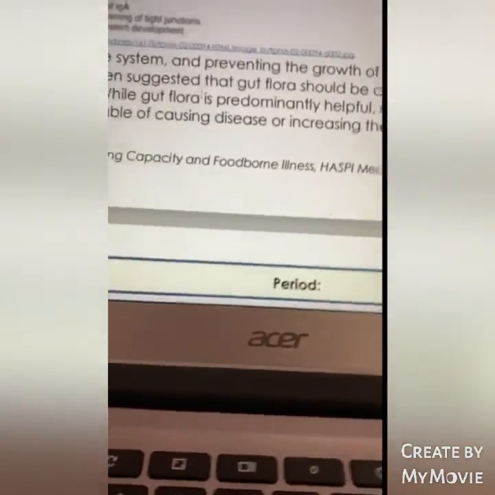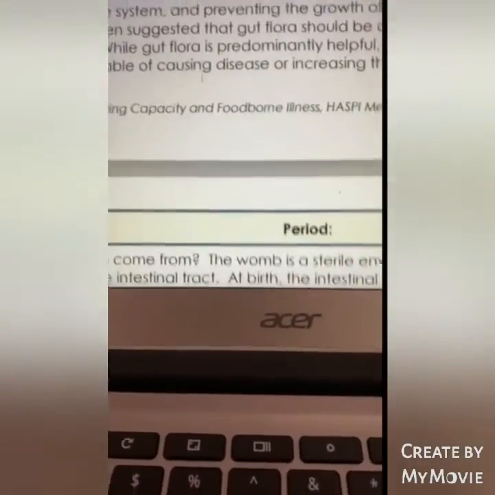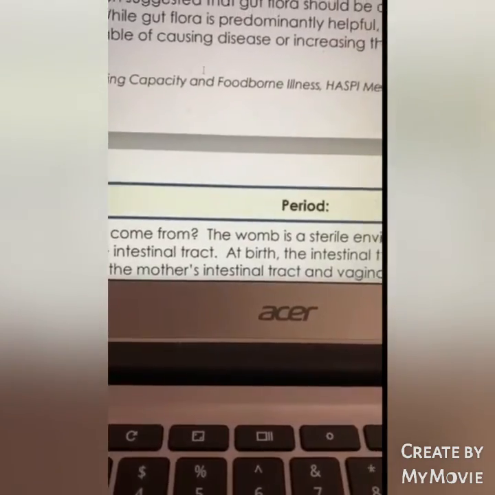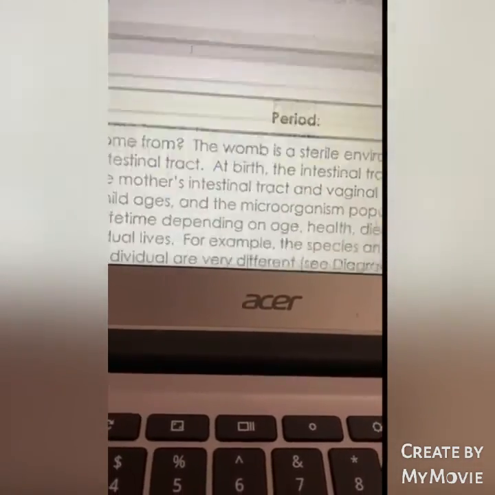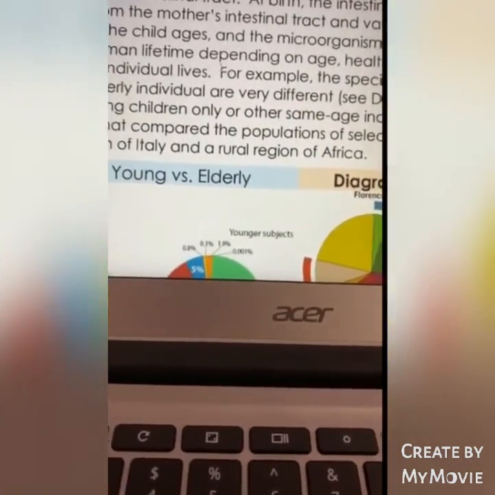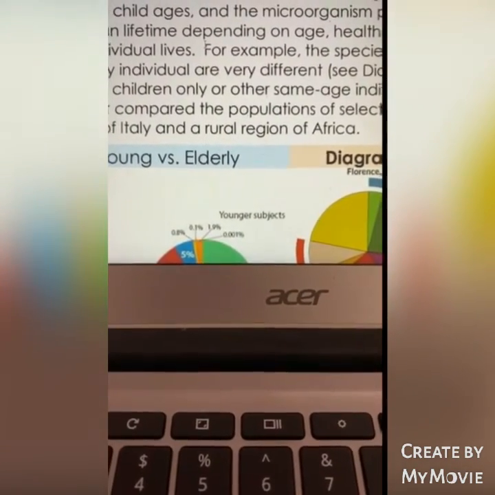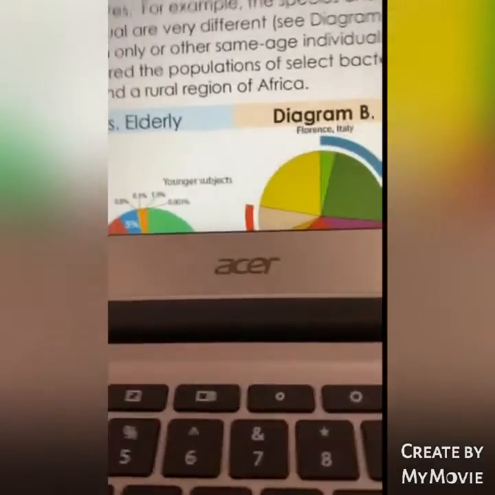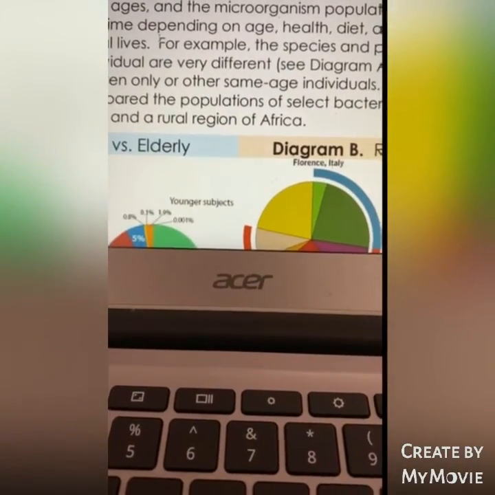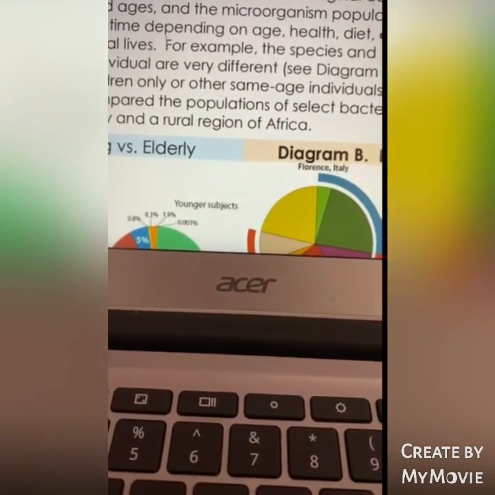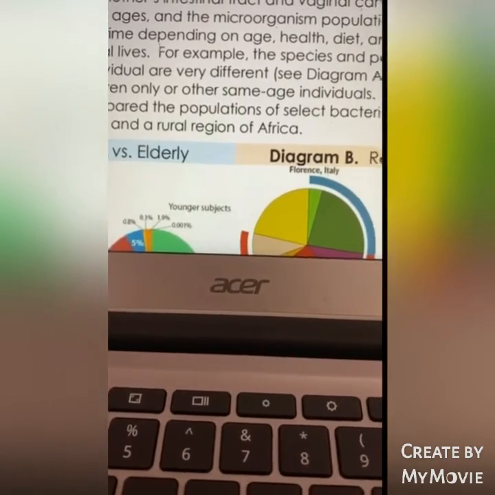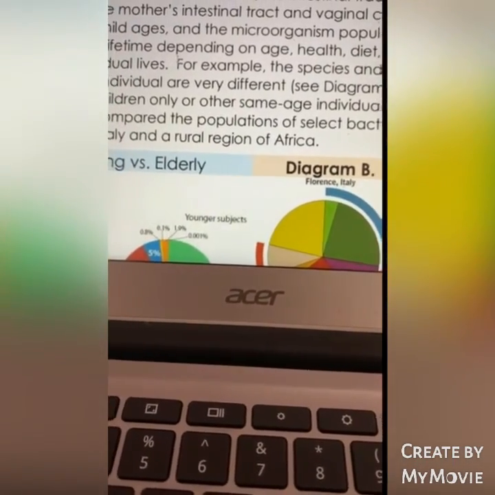While gut flora is predominantly helpful, under certain conditions, some of the species are capable of causing disease or increasing the risk of cancer. Where does gut flora come from? The womb is a sterile environment, and therefore babies are born with a sterile intestinal tract. At birth, the intestinal tract is colonized with microorganisms from the mother's intestinal tract and vaginal canal.